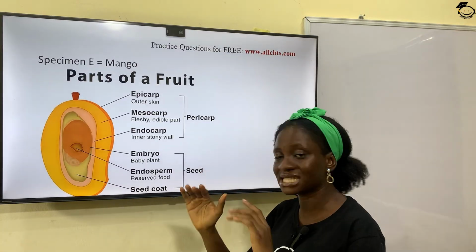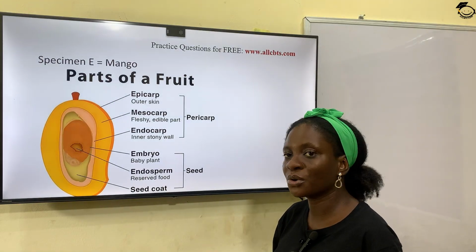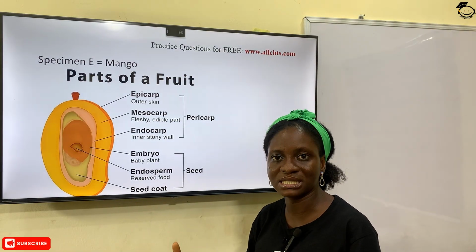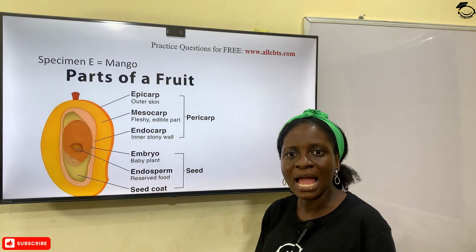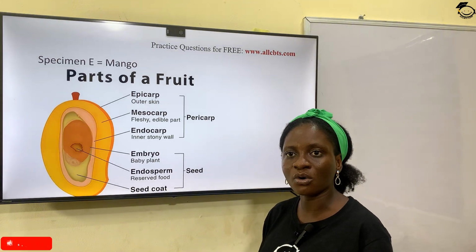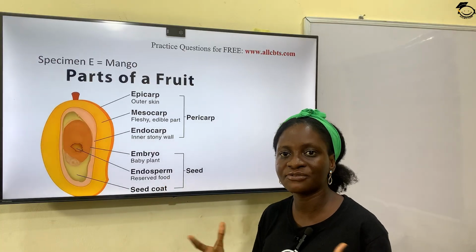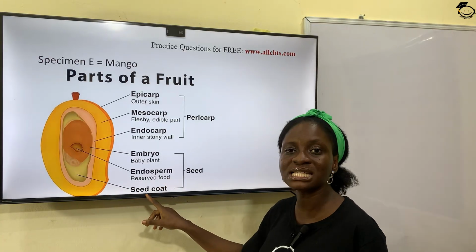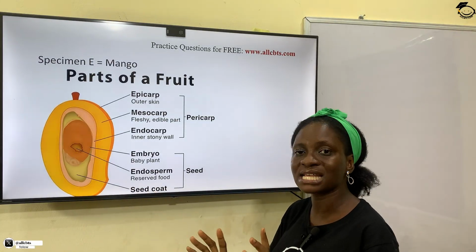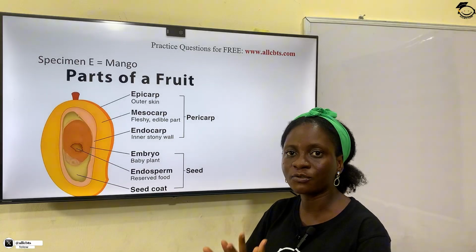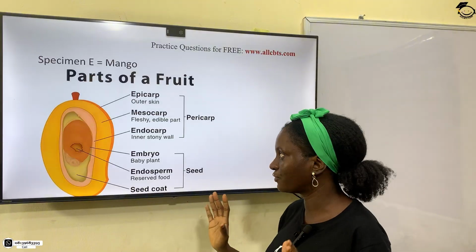Then we have the seed part. In the seed, we have the embryo. The embryo is this baby seed, the baby plant. We have the endosperm. Endosperm is responsible for storing nutrients. It's reserved food, stores different nutrients. And the seed coat, this is the seed coat. The seed coat serves as a protective layer for the skin. So these are the different parts of a mango fruit.